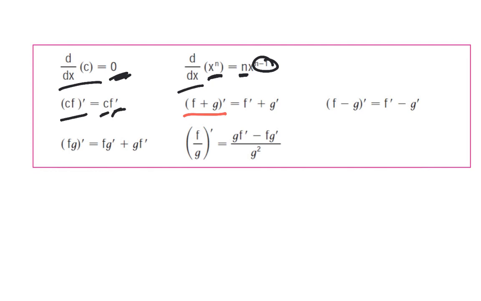If you take the derivative of two functions added together, you just take the derivative of each function. Subtracting, you just take the derivative of each. The product rule, it's the first times the derivative of the second plus the second times the derivative of the first. And the quotient rule is the denominator times the derivative of the numerator minus the numerator times the derivative of the denominator over the denominator squared. And that's it.